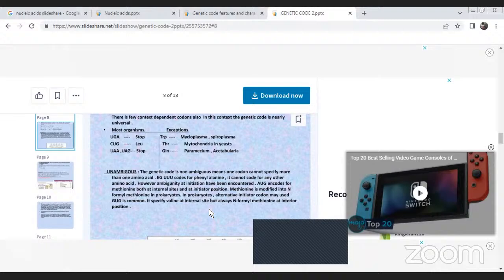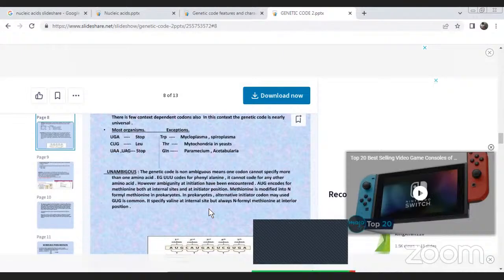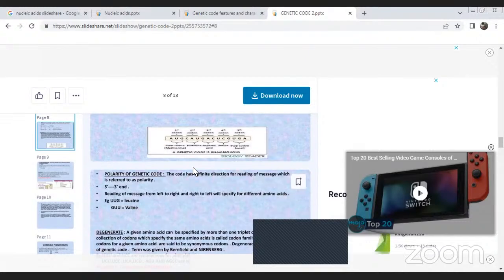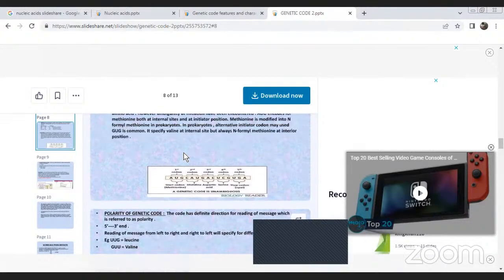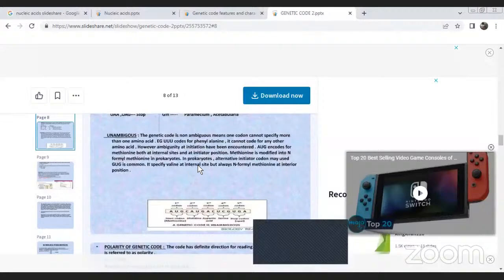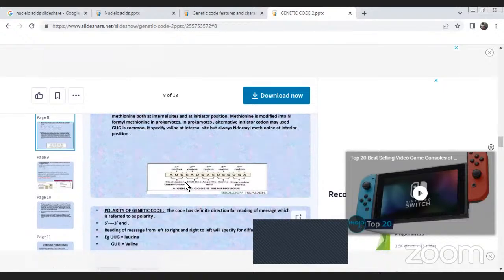However, some ambiguities at initiation have been encountered. AUG encodes methionine both at the initiation and internal positions. Methionine is modified into N-formyl methionine in prokaryotes. In prokaryotes, alternate initiation codons are used. GUG is common, and it specifies valine at internal sites, while N-formyl methionine is at the initiation position. See, in this diagram, it is mainly unambiguous: one codon cannot specify more than one amino acid. Okay, this is another category.